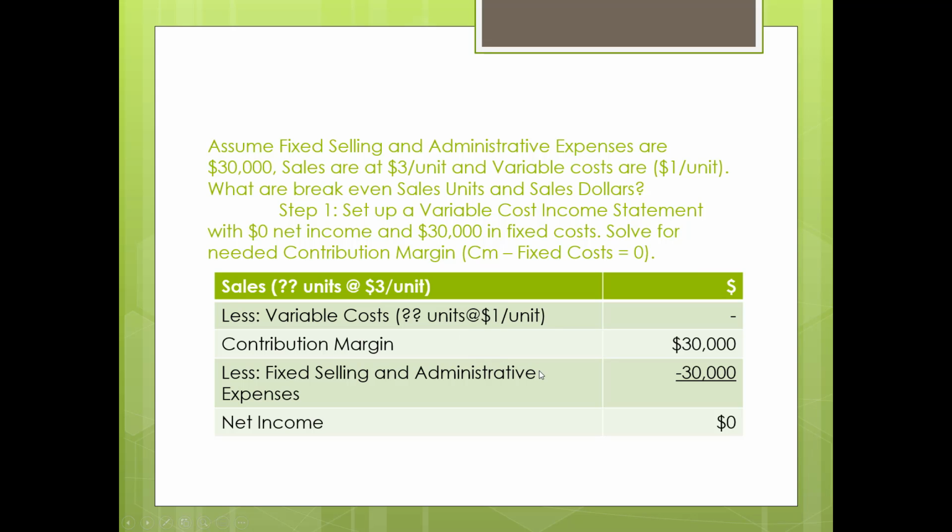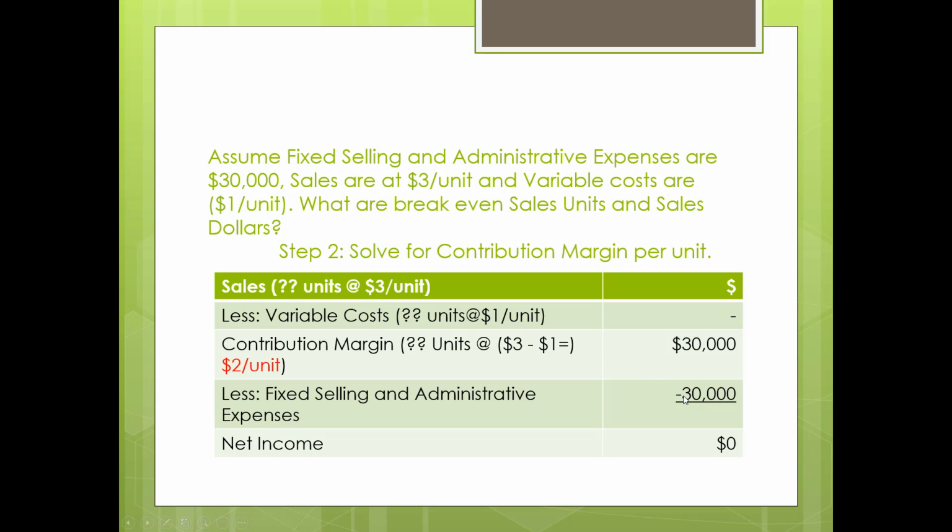Now, if our fixed costs are $30,000 and our net income is zero, our contribution must, working backwards, be equal to $30,000. Our contribution minus fixed costs is zero. Contribution margin must be $30,000. So I know my total contribution margin is $30,000, and I know that my price per unit is $3 and my cost per unit is $1. So I make $2 per unit here in red, and that's my contribution margin per unit.